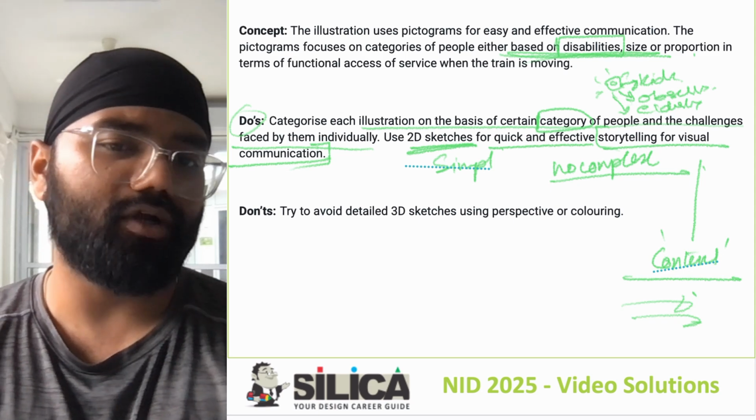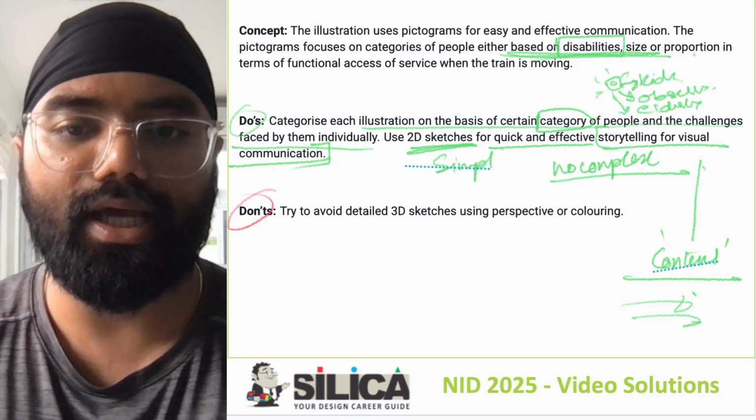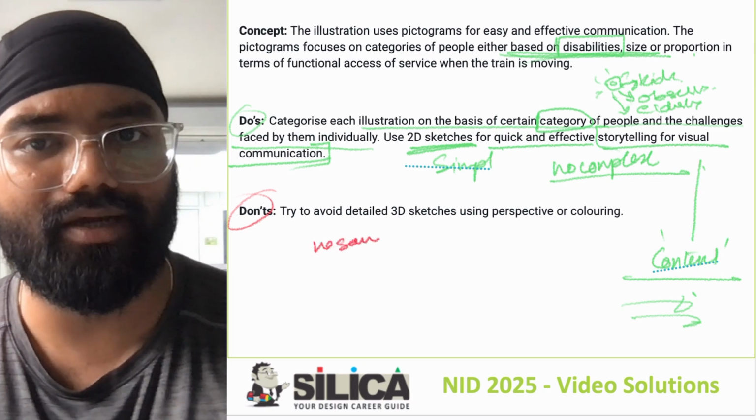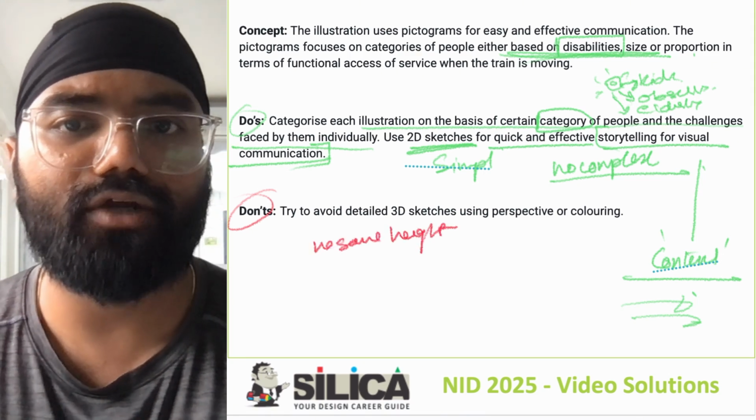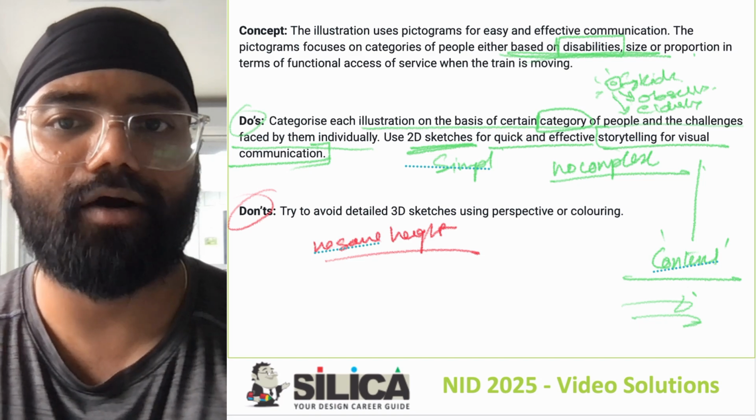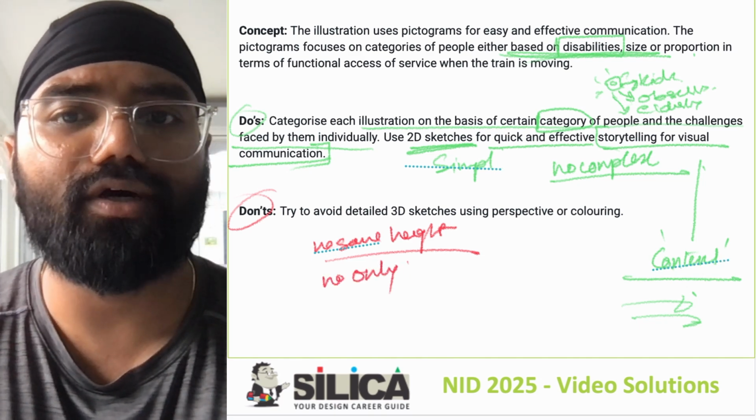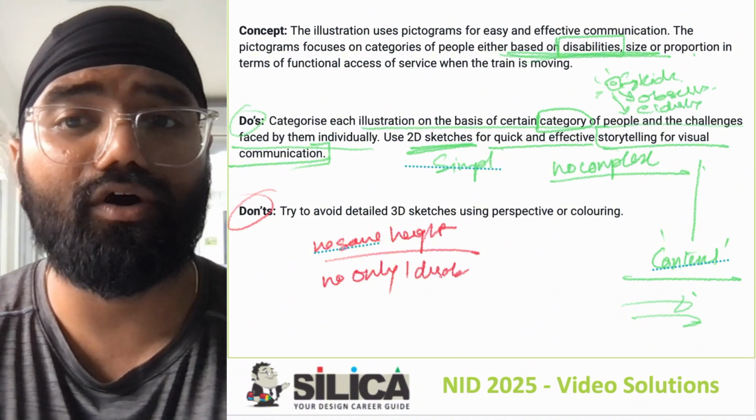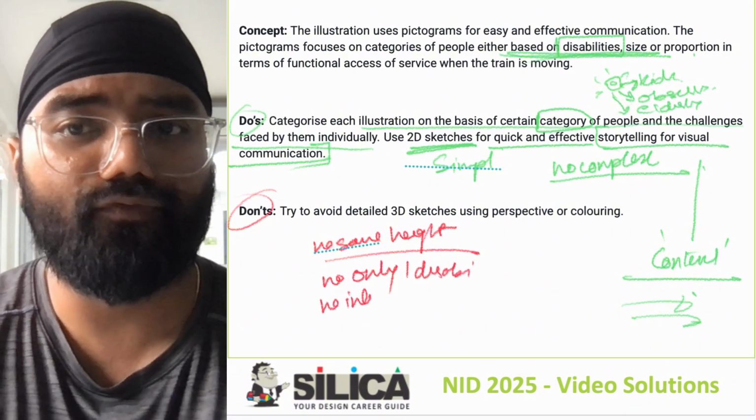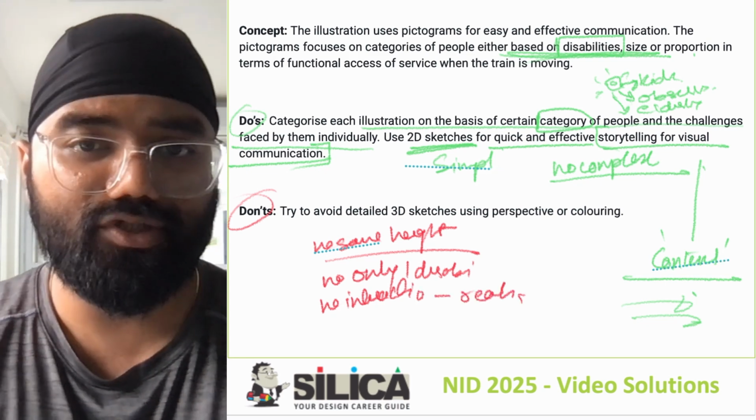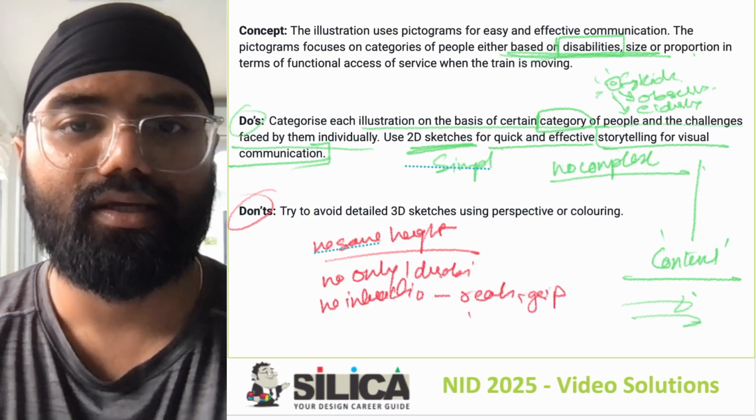And if we focus on the don'ts part, make sure that you don't draw all the users with the same height or strength. Make sure that you don't cover just one disability. Please don't forget about the interaction, or the environment also, like the reach, grip, space, and the visual appearance over there, right?